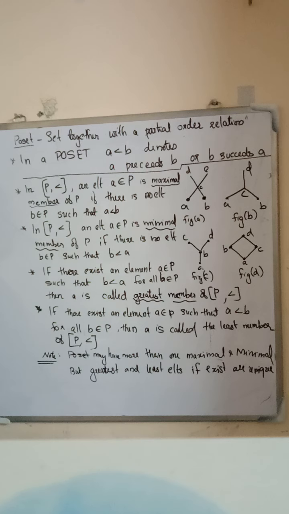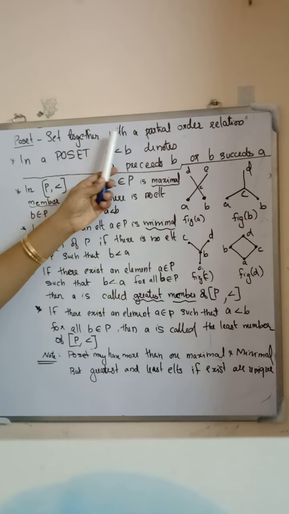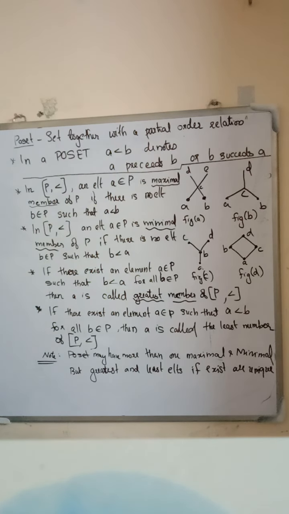Today we discuss terminology related to posets. We know that a poset is a set together with a partial order relation. A set together with a partial order relation is known as a poset. Also we know that a partial order relation is reflexive, antisymmetric and transitive.